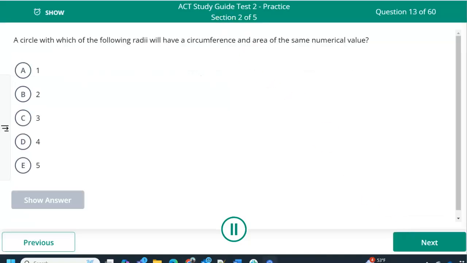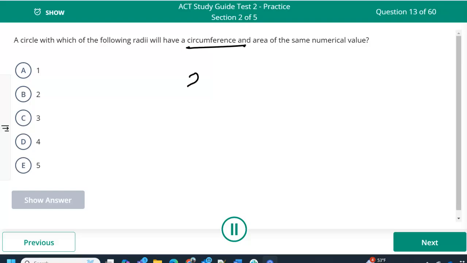A circle with which of the following radii will have a circumference and area of the same numerical value? All right, so what they're asking is, let's see, circumference.